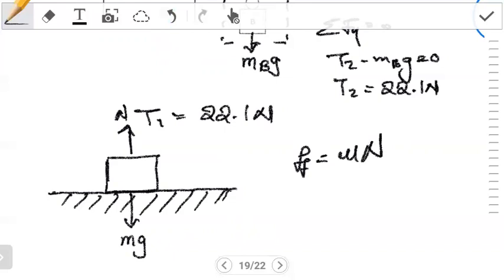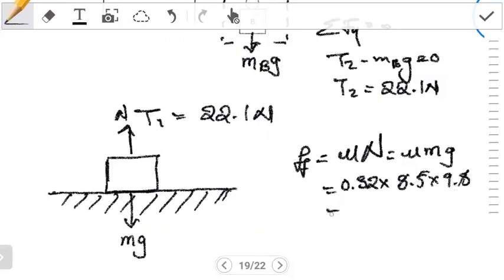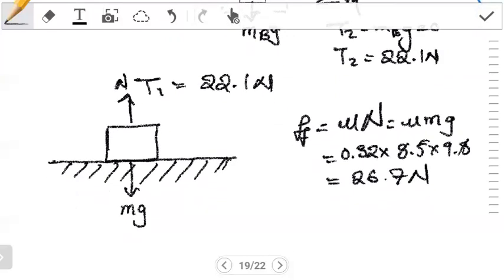Let's just write it as n. In this case, for a level surface, this comes out as mu mg. So this is going to end up as the coefficient 0.32 times the mass, which is given as 8.5, times 9.8. If you multiply this, you get your force of friction as 26.7 newtons. Now, this is why it gets tricky.